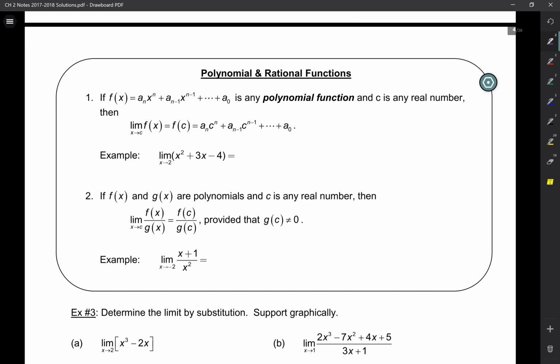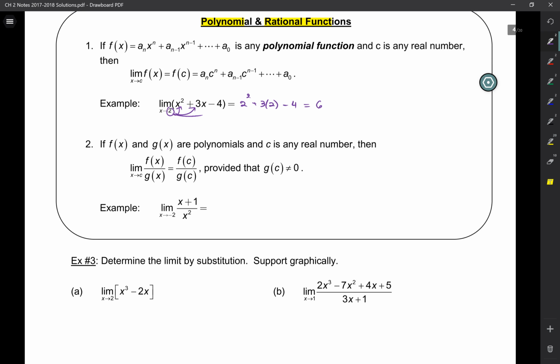So here, what are we finding the limit of? If the thing you're finding a limit of is a polynomial function, you just plug in the value. That's it. Just plug it into all the variables. So we just plug in x equals 2, and I get 2 squared plus 3 times 2 minus 4. That's a 6.